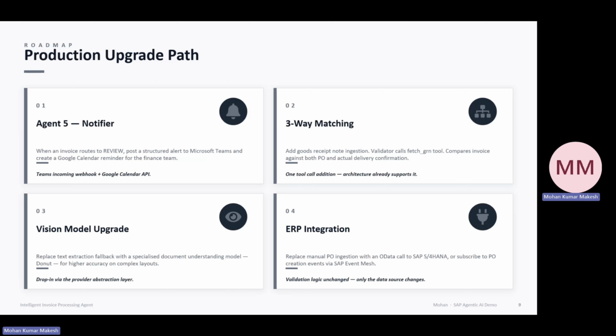And the other thing is three-way matching. The goods receipt note table already exists. So one additional tool call in the validator to fetch the GRN and one additional rule in the prompt. The system moves from two-way to three-way matching without a structural change.